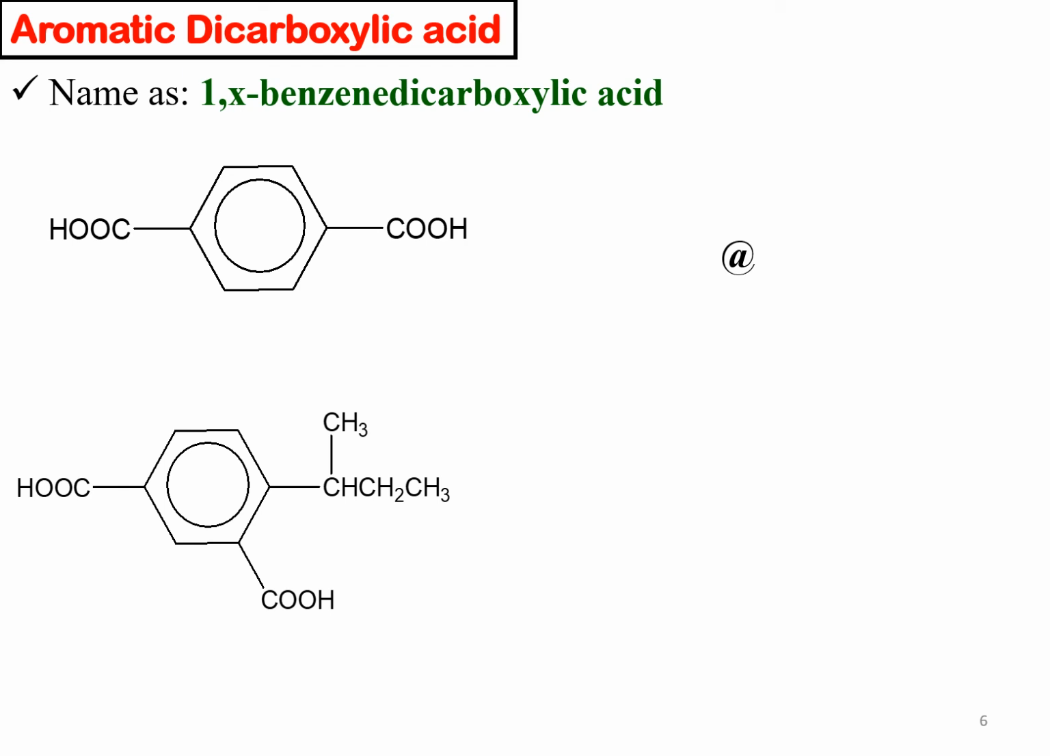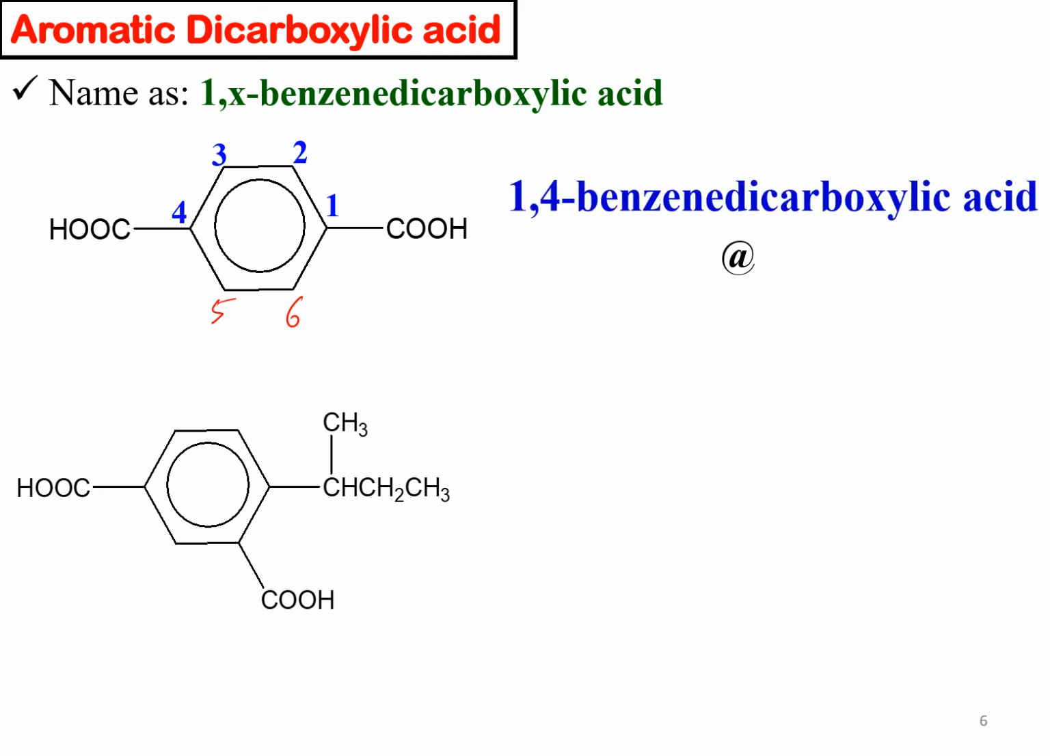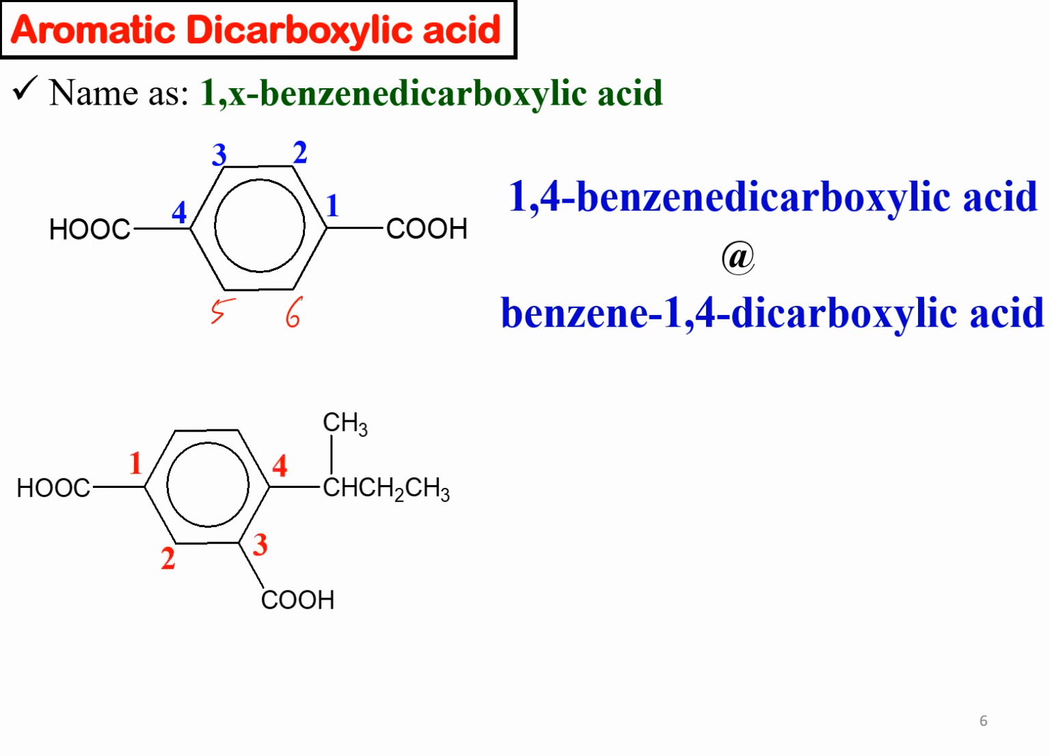So you can look at the first example. 1, 2, 3, 4, 5, 6. You can see that the COOH is attached to carbon 1 and carbon 4. So it's called 1,4-benzene dicarboxylic acid, or can be written as benzene 1,4-dicarboxylic.